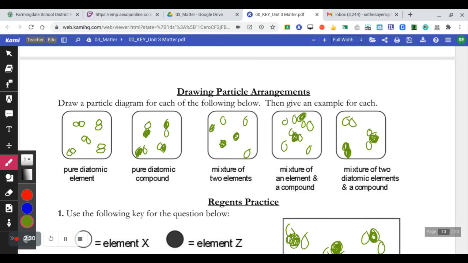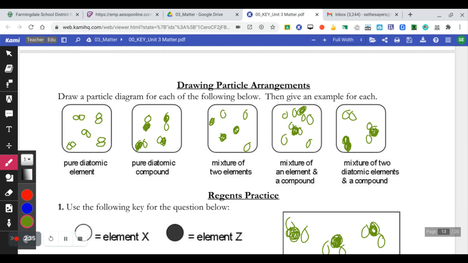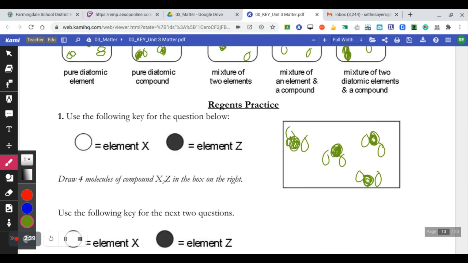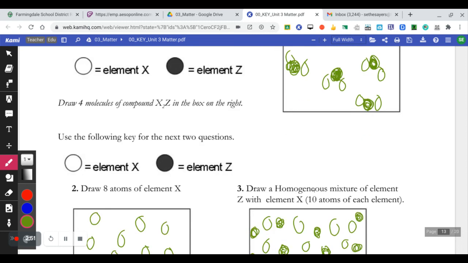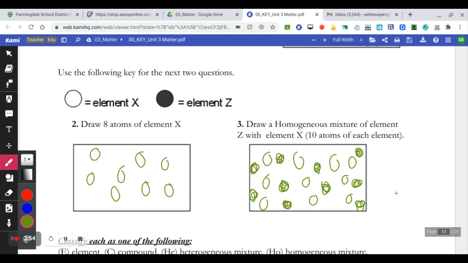So here are some examples of particle diagrams. You should be able to draw particle diagrams based on whatever it is asked for, because here are some regions practice where you would be expected to do that. I know my circles aren't super good, but here is one Z and two X's for each of those. And then here are those examples.